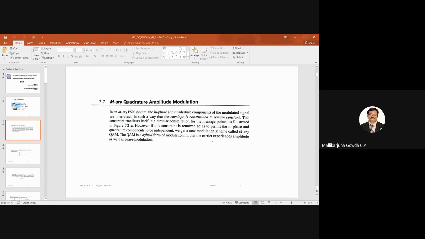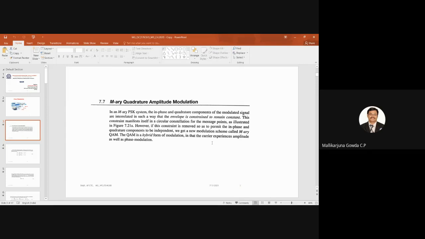We have discussed the M-ary PSK system, that is M-ary phase shift keying. What we used to do there, only we used to vary the phase of the carrier signal, keeping amplitude and frequency constant. So that is why it is known as M-ary phase shift keying.